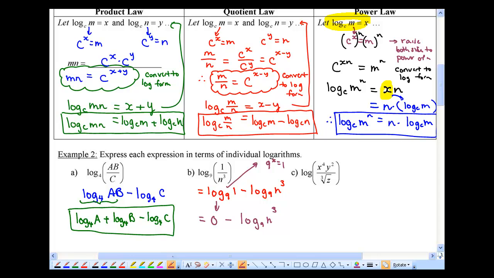This is not an individual log because you've got that cube. Notice we've got a power here, so I can use the power law, and then take that 3 and bring it down in front. So negative 3 log base 9 of n. That would be the answer. Okay? All right. You try part C, please, on your own.